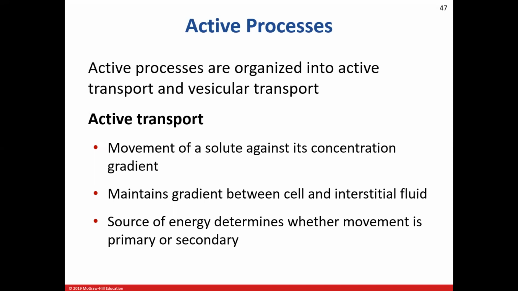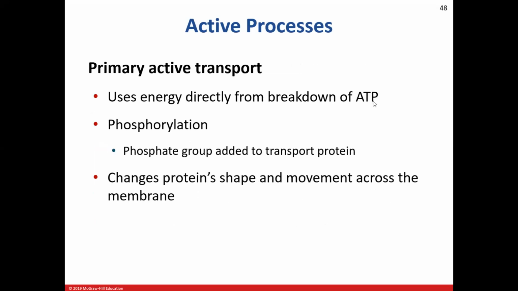And then the source of energy determines whether the movement is going to be primary or secondary. And we'll talk about that here in just a second. So with primary active transport, we're actually using the energy directly from the breakdown of ATP. We basically have a process known as phosphorylation, and that process takes a phosphate group and adds it to the transport protein. As the protein becomes phosphorylated, it actually goes through a shape change, and that shape change allows the movement of the ions or of the substance across the membrane.